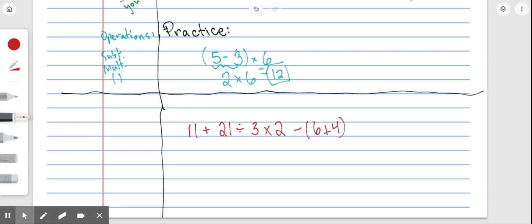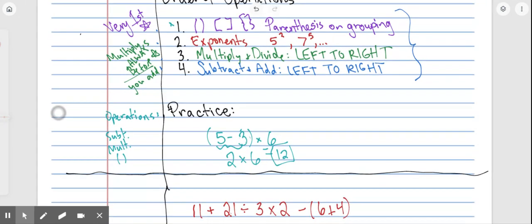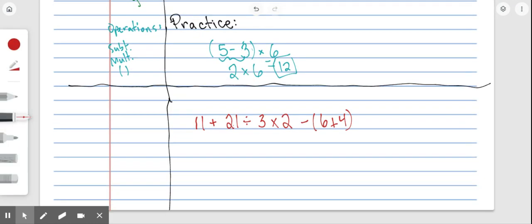All right, you guys, so this second problem is a little more complex. I've got 11 plus 21 divided by 3 times 2 minus (6 plus 4). There's so much stuff going on here. So let's write down all the things that we see. Actually, before we do, because our order of operations is all the way up here, I'm going to rewrite that.